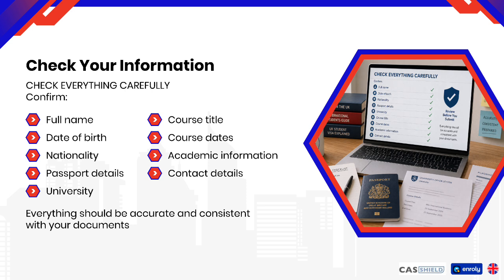Do not simply click through the screens as quickly as possible. If something is wrong, follow the instructions for correcting it or tell your university. Consistency is extremely important. The information in CAS Shield should make sense alongside your passport, university application, academic documents, and, later, your student visa application.